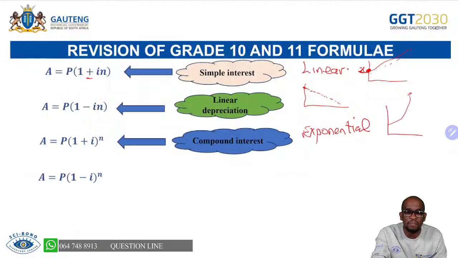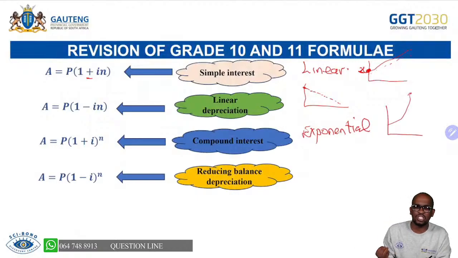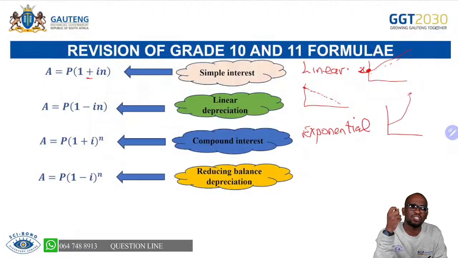Without wasting any time, this is the reducing balance. This is also an exponential function, but it is a decreasing one because the balance becomes reduced. So it is a reducing balance depreciation. Now, I need you to go back and check on questions that involve graphs here. Please make sure that you also know how to answer those questions.